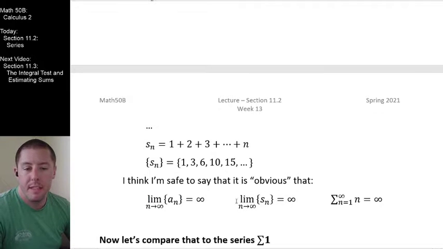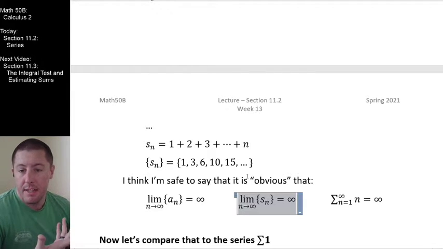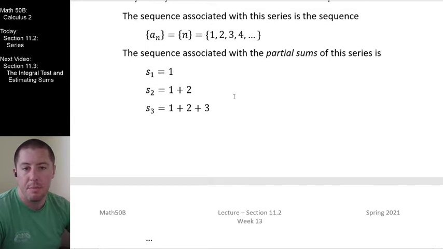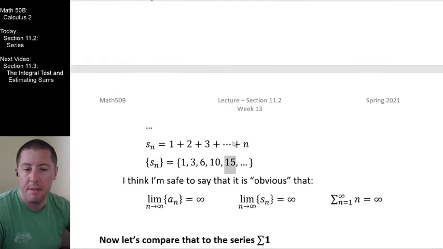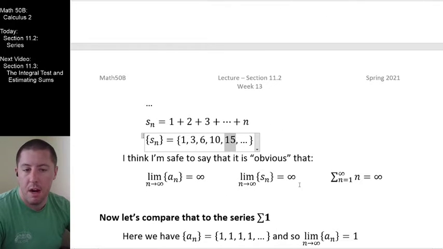The next thing I think I can say that I feel very comfortable about is that the sequence of partial sums is also going to tend off to infinity, and it's obviously going to grow even faster than the a sub n's were out here. I can see that here my fifth term is 15, as opposed to here my fifth term would just be 5. So my partial sums are getting infinitely large as n goes off to infinity, certainly, and they're doing so even more rapidly than the a sub n's were.